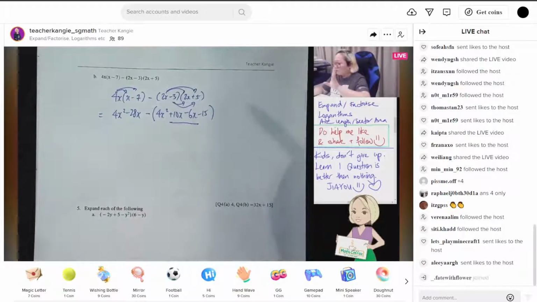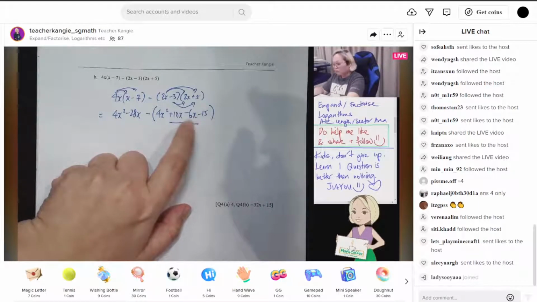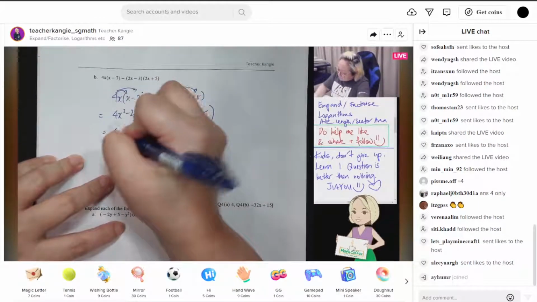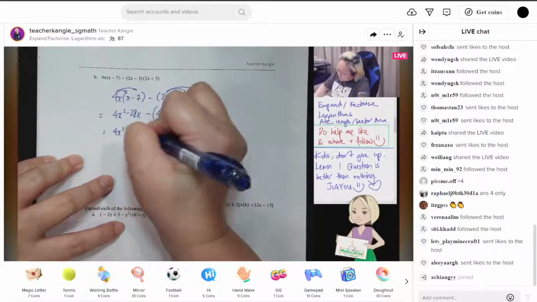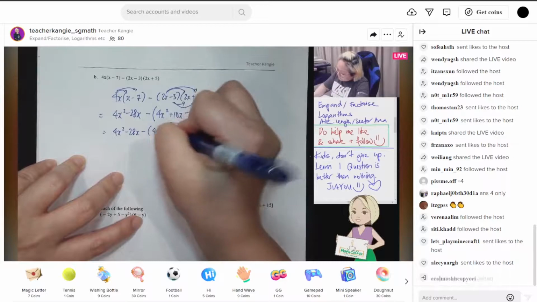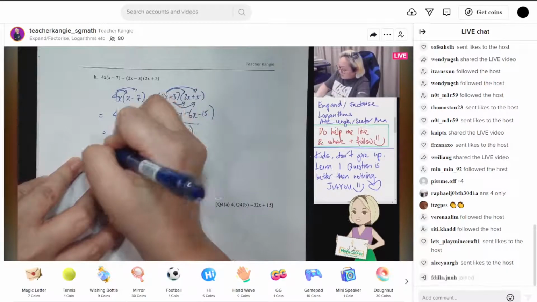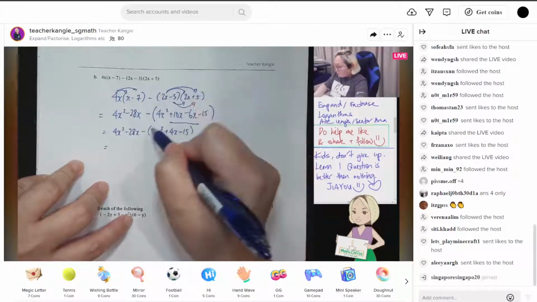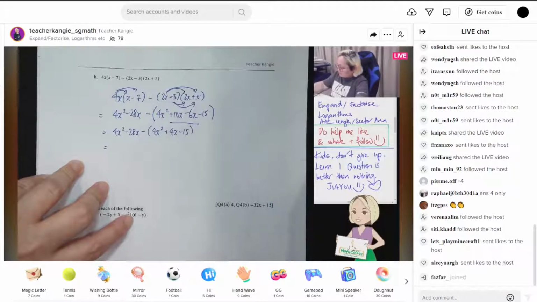Of course you can rainbow now, right? But I will not want to rainbow. Why? Because I can simplify these two terms first. So I will have 4x squared minus 28x minus (4x squared, 10 minus 6, so this is plus 4x minus 15). So now I'm ready to rainbow this part.